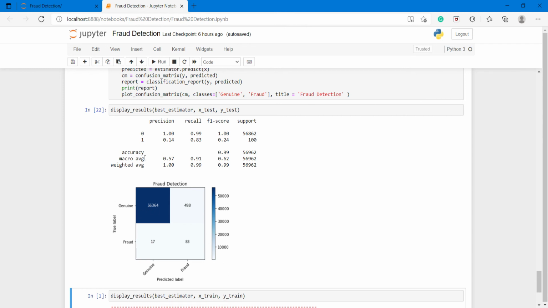And how do we find accuracy, precision and recall? Accuracy is the sum of true positive plus true negative divided by the sum of all the parameters: true positive, true negative, false positive and false negative. Recall is true positive divided by true positive plus false negative, whereas precision is true positive divided by true positive plus false positive.